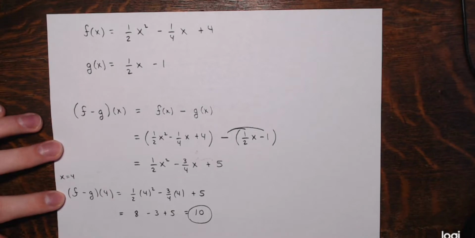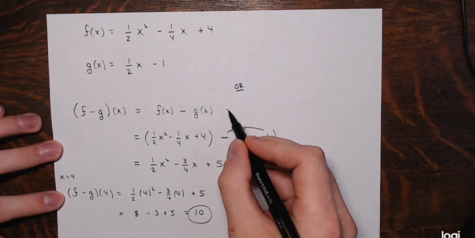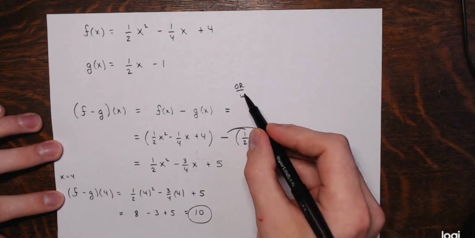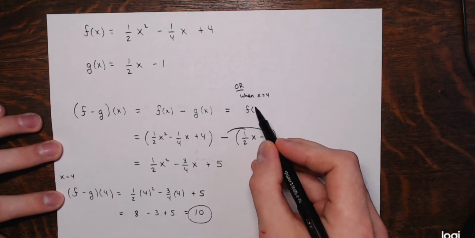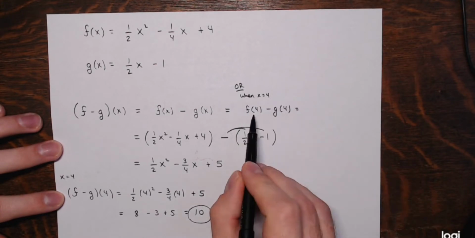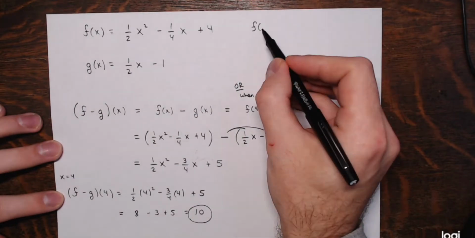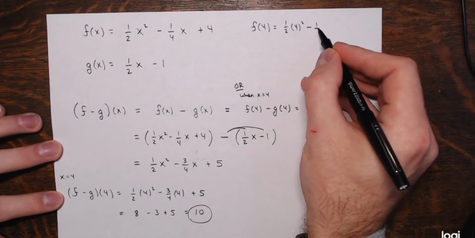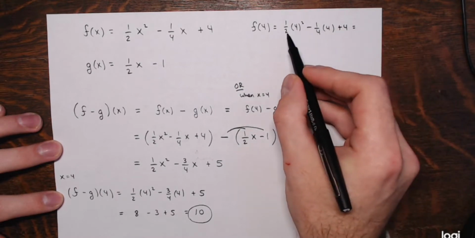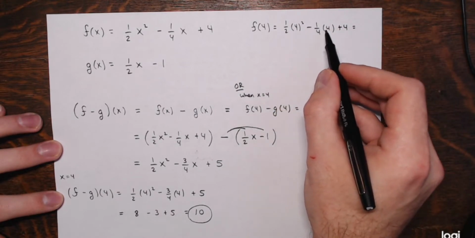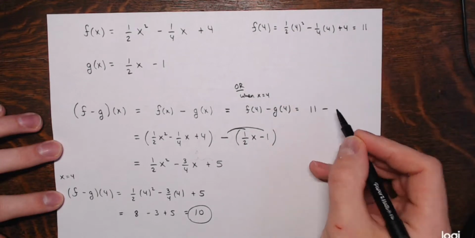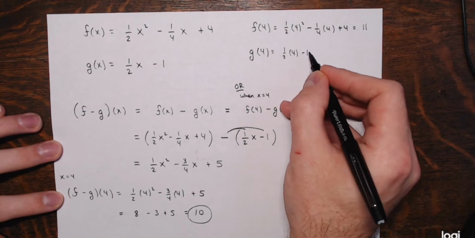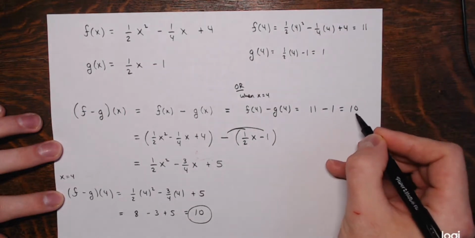Now you could have also done this, like I stated earlier. You could have said, hey, f minus g of x, that's just f of x minus g of x. When I plug in x equals 4, it's just going to be f of 4 minus g of 4. And then, what is f of 4? Well, f of 4 would be half of 4 squared minus 1/4 times 4 plus 4. Half of 16 is 8. Minus 1 is 7 plus 4 is 11. And then we're subtracting g of 4, which would be half of 4 minus 1, which is 2 minus 1, which is 1. And 11 minus 1 is 10. So either way, you get 10.